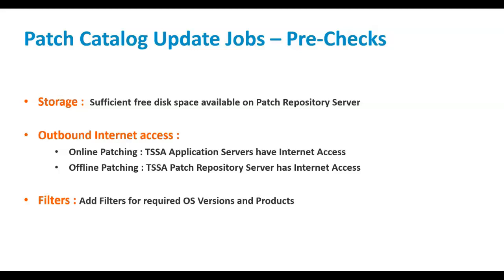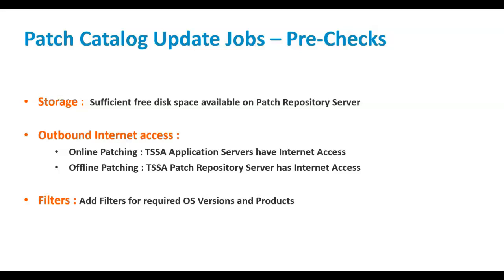We should also ensure that we have filters added for all the products, OS and versions that you need to patch in the environment. For example, we have separate filters for Windows Server 2012, 2016, 2019 and so on. Different filters are available for different Office versions as well. So we need to ensure that for whatever version we are trying to patch, the filter is added in the catalog and the patches are downloaded. So please ensure that the appropriate filters are added in patch catalogs.